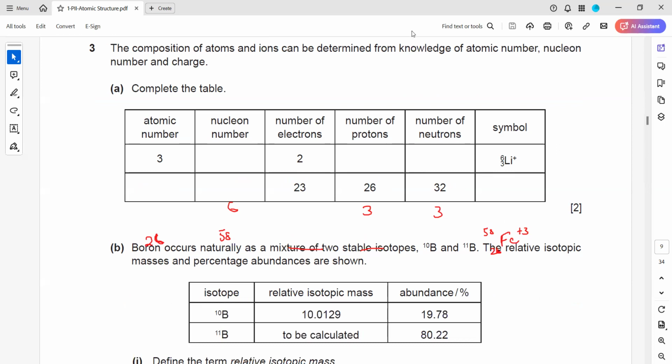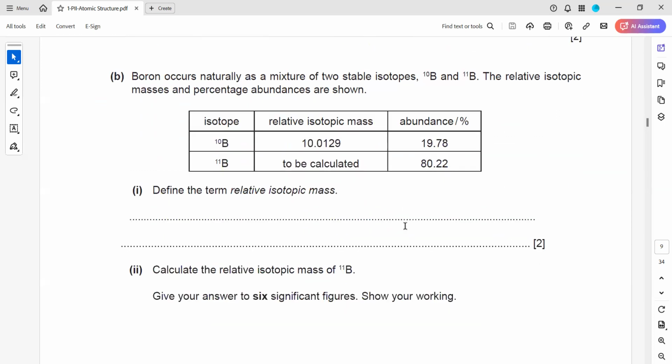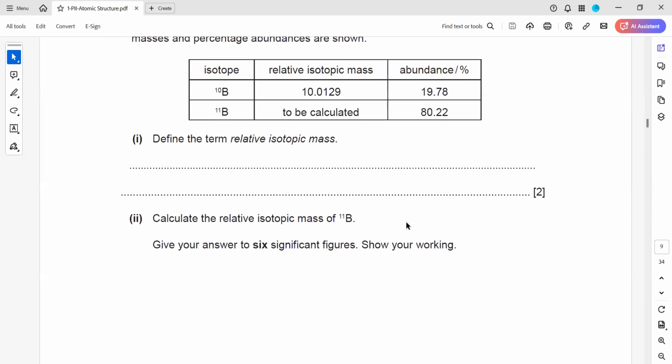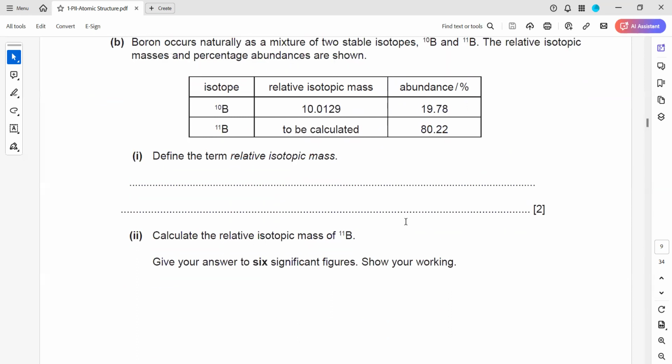Next. Boron occurs naturally as a mixture of two stable isotopes. The relative isotopic mass and the percentage abundances are shown. Define the term relative isotopic mass. You have to learn the standard definition.